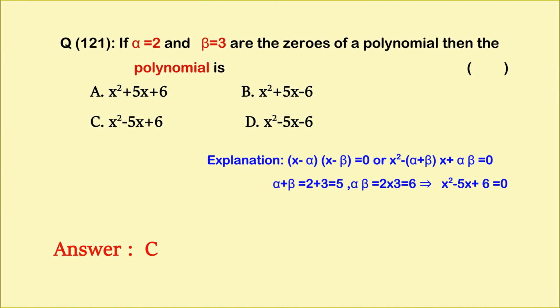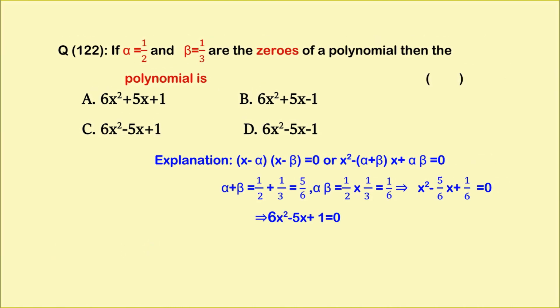In other words, we can write alpha plus beta, that is equal to 2 plus 3, so that is equal to 5, and alpha into beta means 2 into 3 is equal to 6. If you substitute the values of alpha plus beta and alpha into beta in the given expression x square minus alpha plus beta of x plus alpha into beta is equal to 0, we will get x square minus 5x plus 6 is equal to 0. So the right answer is C.